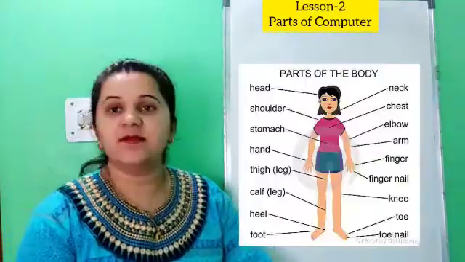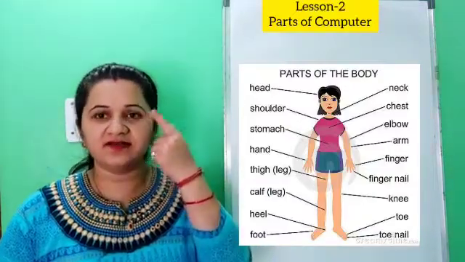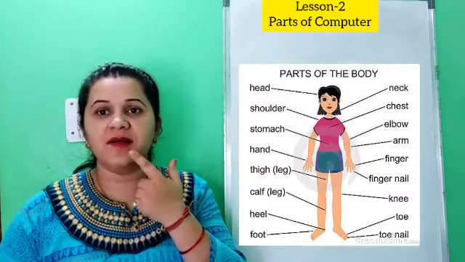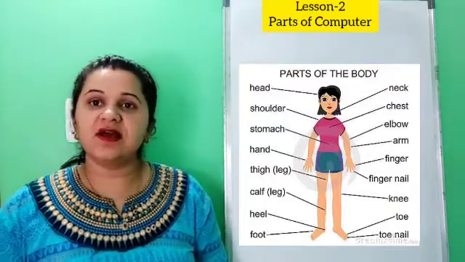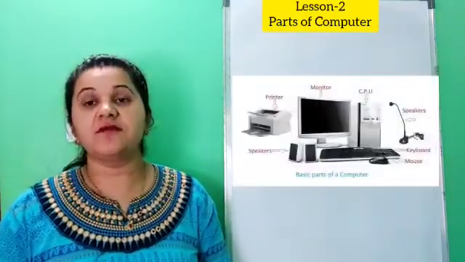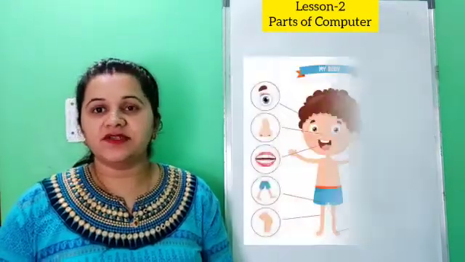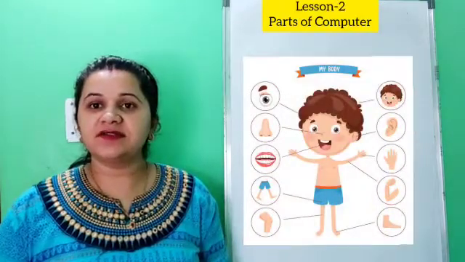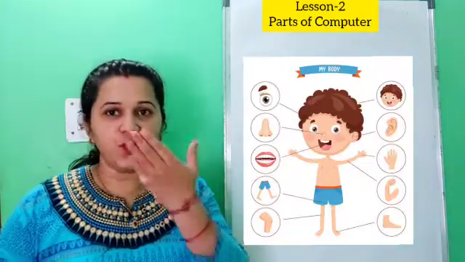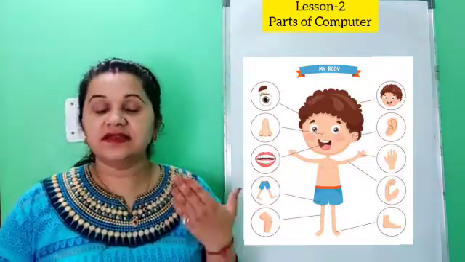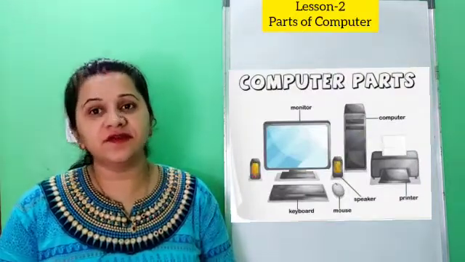Now children, as a human body has different parts like eyes, nose, ears, mouth, hand. Okay, we have different parts in our body. Similarly, a computer also has many different parts. Like in our body we have different parts and these parts have different functions, like our eyes help us to see. Our nose helps us to smell. Similarly, a computer also has different parts. Okay, they have different functions.